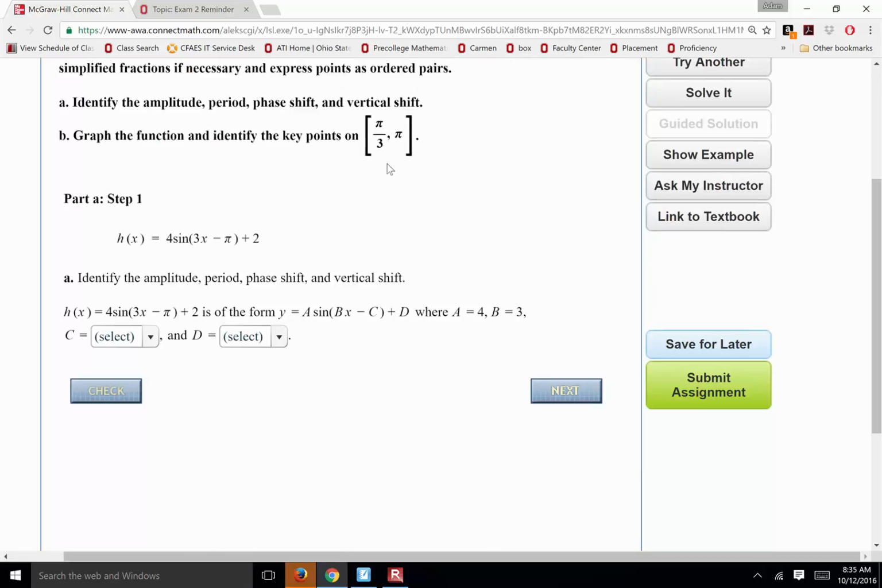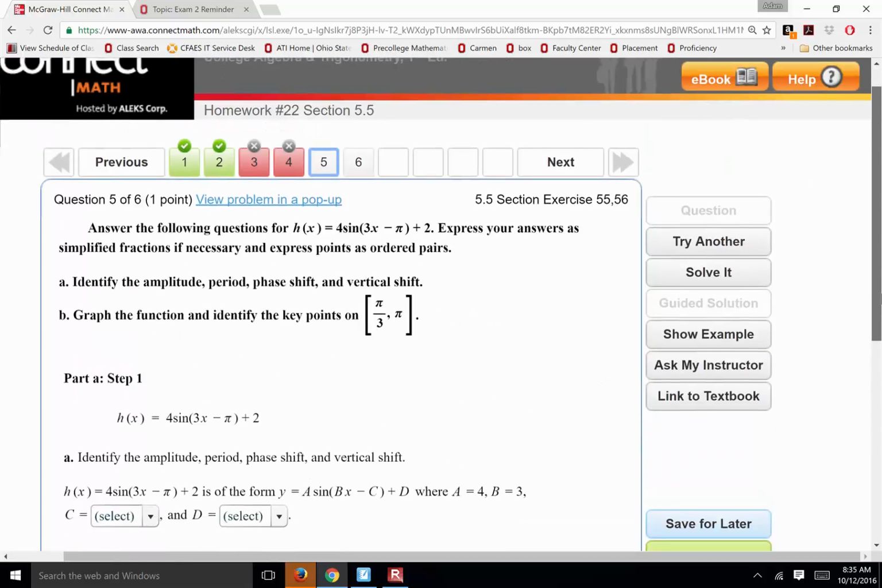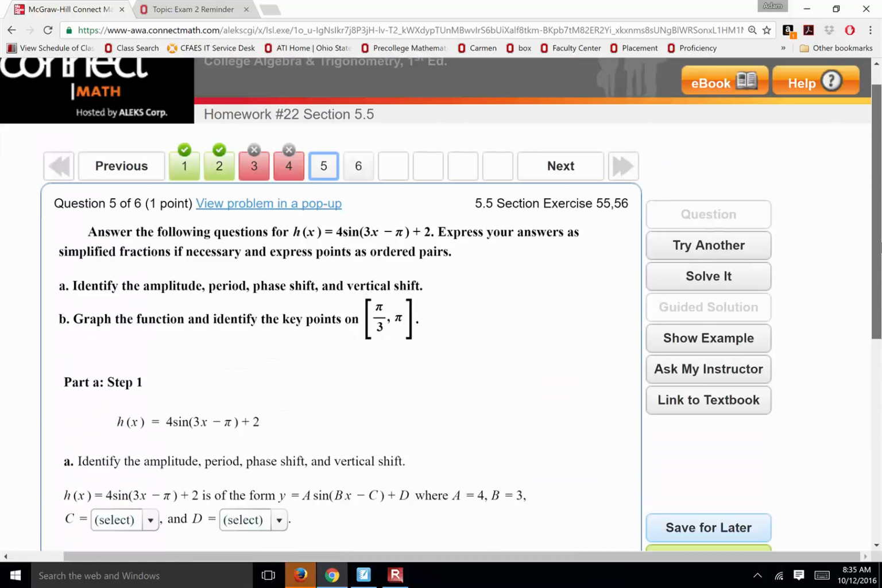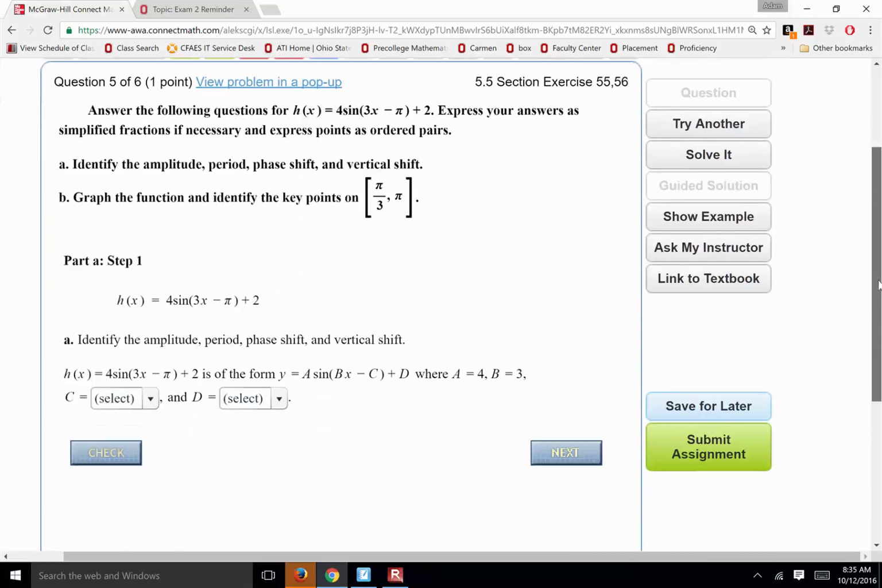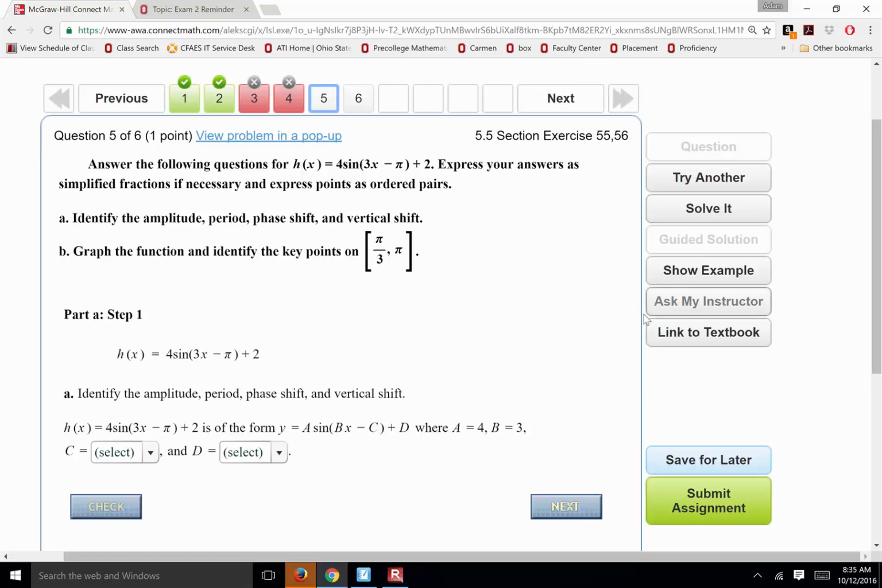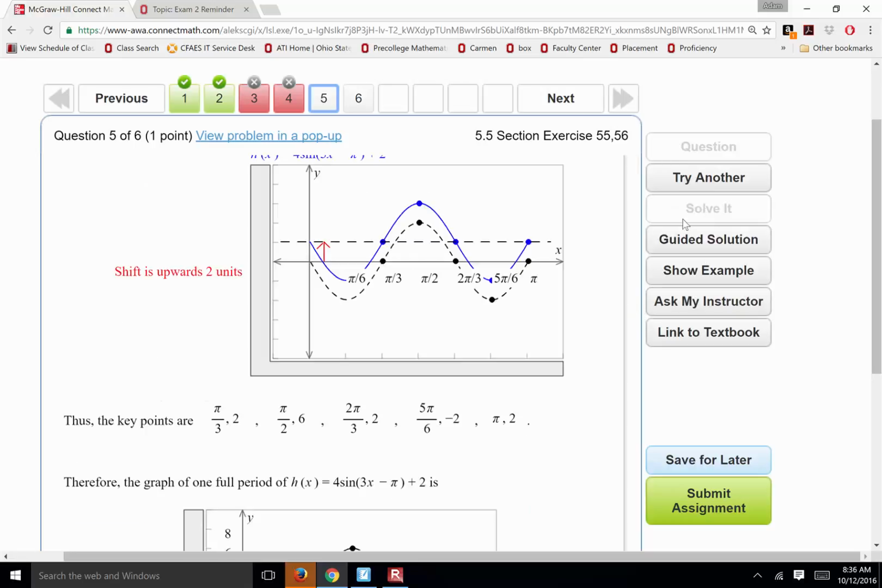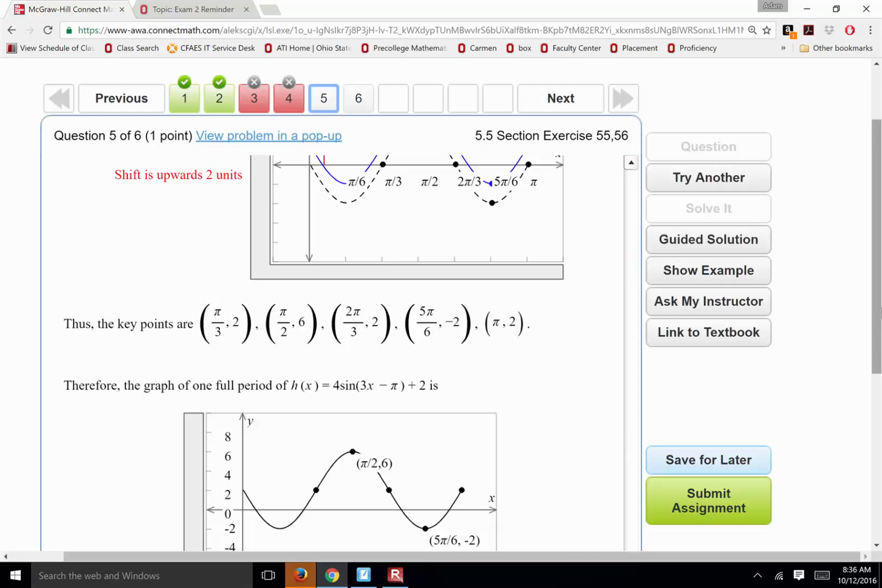Yes, as I said, pi over 3 is here. You see? What happened? Oh, you click guide solution. Oh. Again.